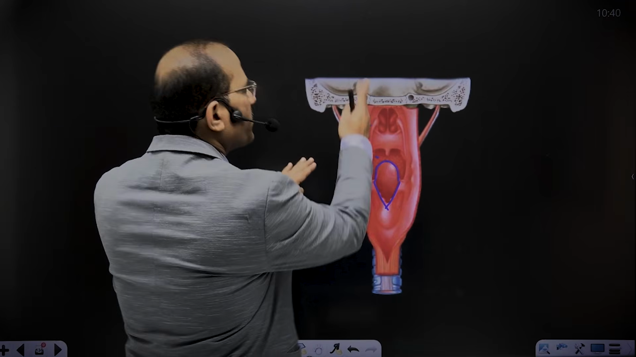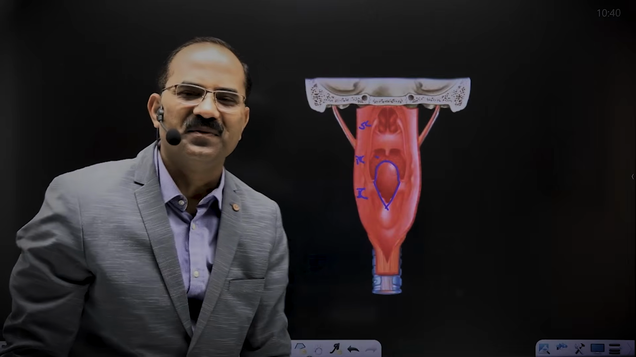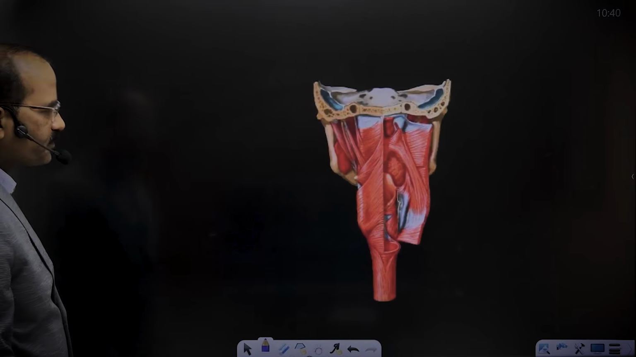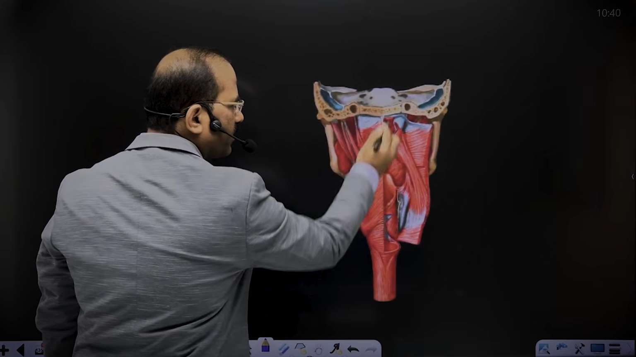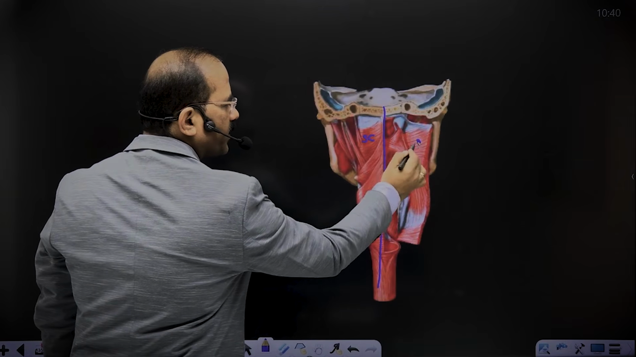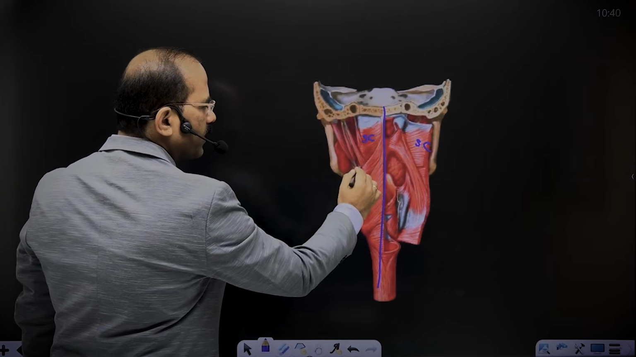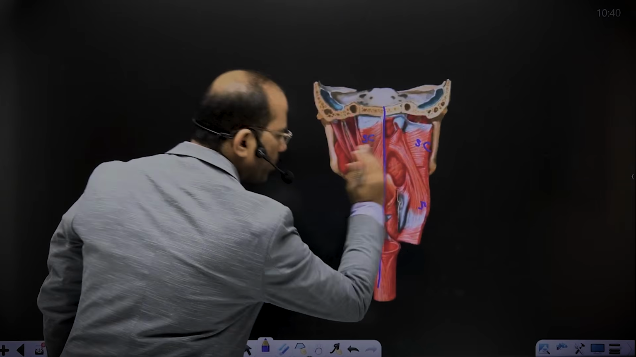What we have done is we have cut the median raphe, we have opened the circular muscles, and we're looking inside. Look at this slide. What is this muscle? That's the median raphe we have cut, we have opened this. So what's that? Superior constrictor. Here we have opened, that's the middle constrictor. And that's the inferior constrictor.